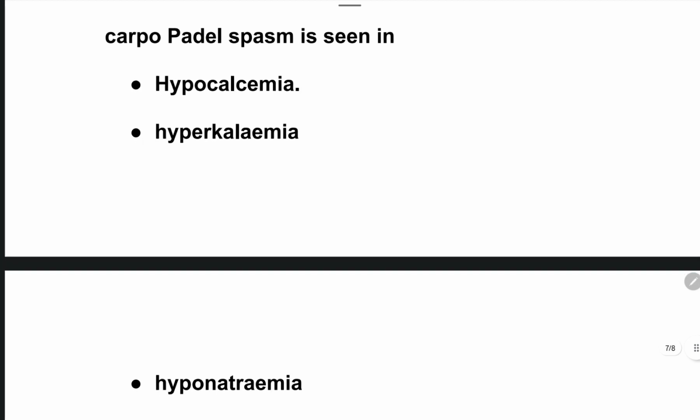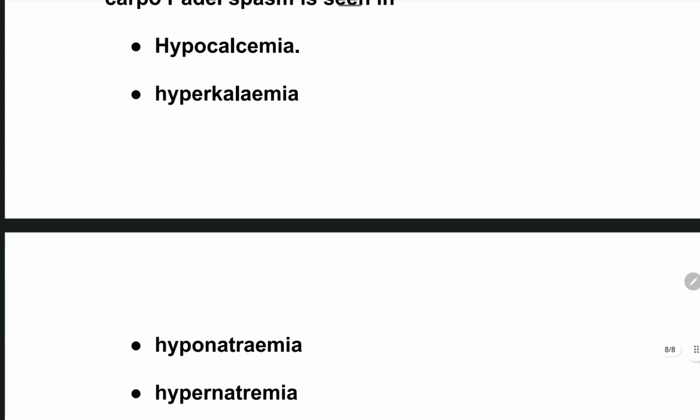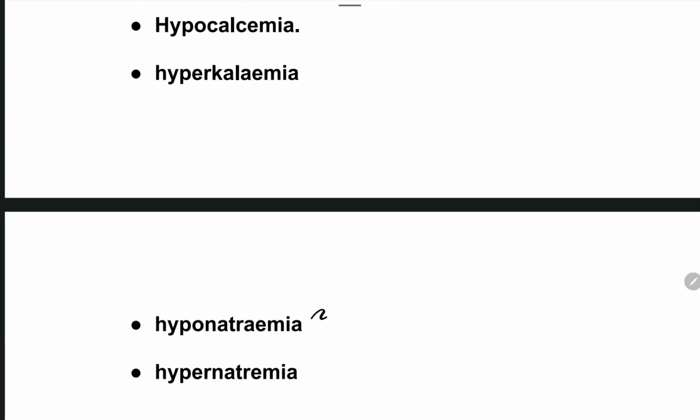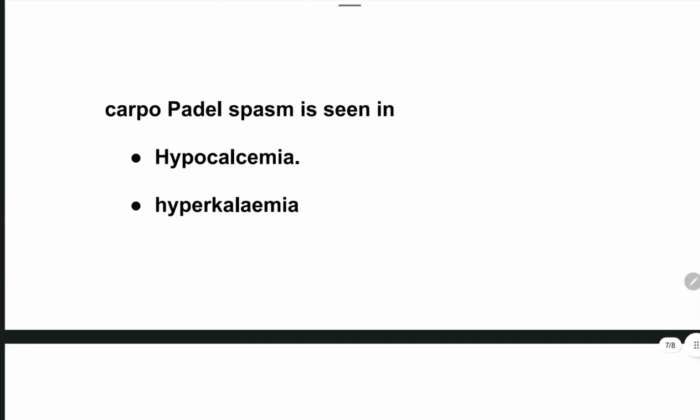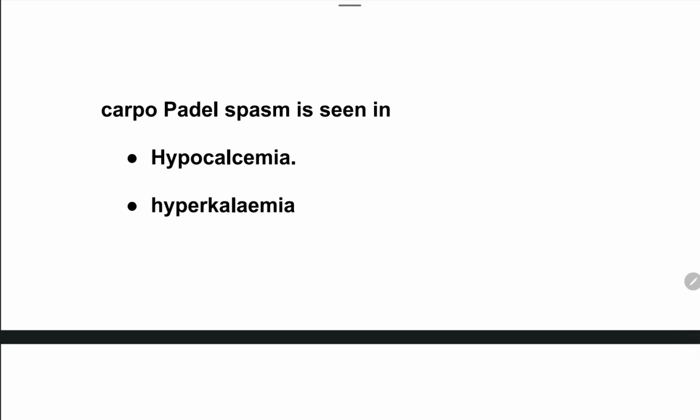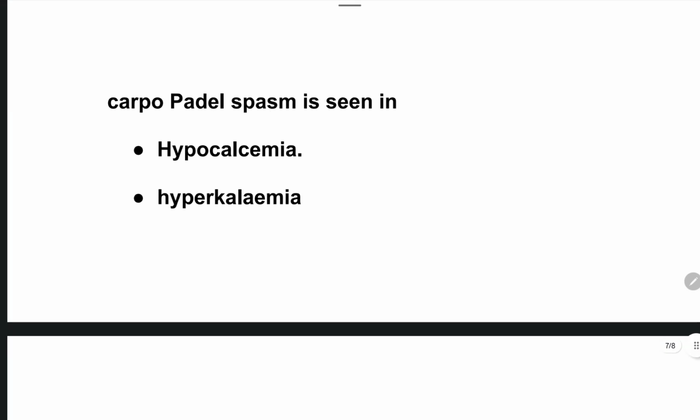The next one: carpopedal spasm is seen in. Options are hypokalemia, hyperkalemia, hyponatremia, hypernatremia. The right one is option A, hypokalemia. In the case of low calcium level in the blood, we can see carpopedal spasm. This spasm is nothing but involuntary muscle contractions in the hand and feet; that is carpopedal spasm.